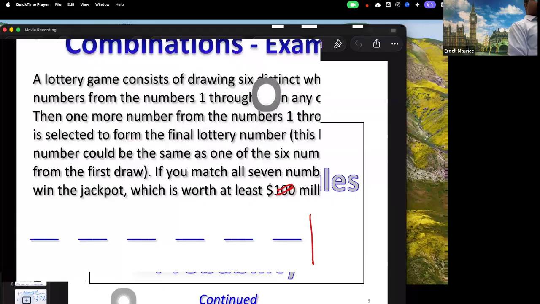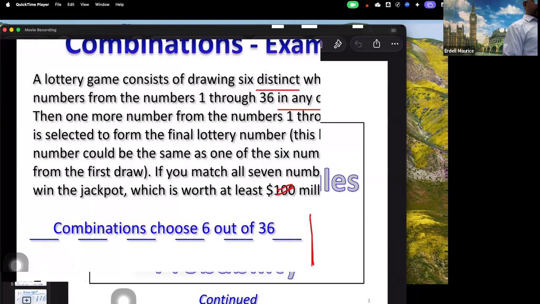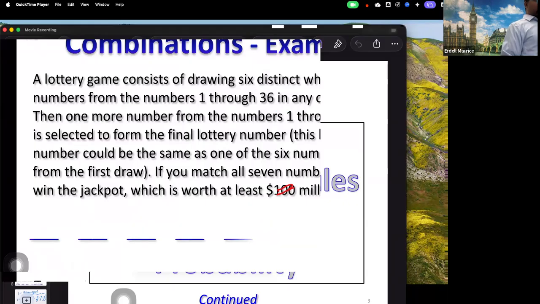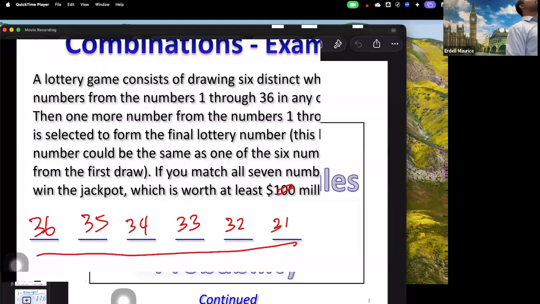Out of the 1 through 36, how many options do I have for the first place ball? 36 options, yes? Therefore, it's going to be 36 options right here. How many for the second ball? 35. How many for the next one? How many for the next one? 33. How many for the next one? And how many for the last one? And then you divide all of this by what factorial? By 6 factorial.